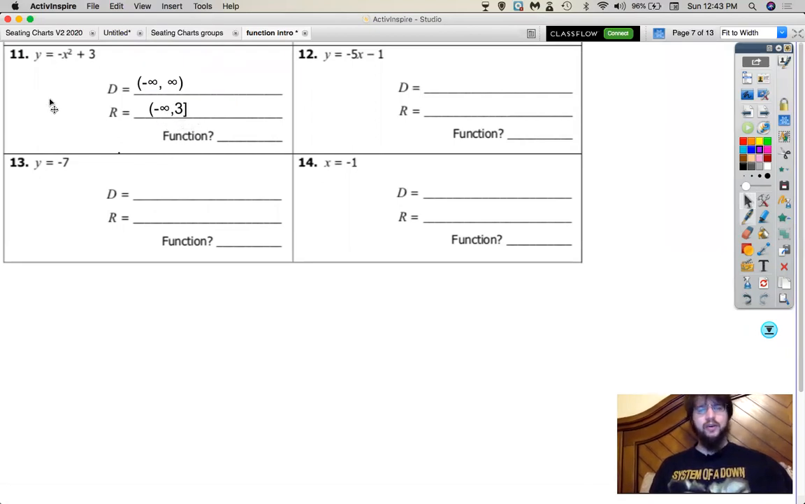So if it's written as an equation, you have to do a little bit more thinking. Now, you should be able to visualize these at least a little bit. You should know that this is a quadratic that's going upside down. You should know that this is a linear equation. So that's going to be all real numbers for domain and range, and yeah, it's going to be a function. And of course, this is a function, and this is also going to be a function.